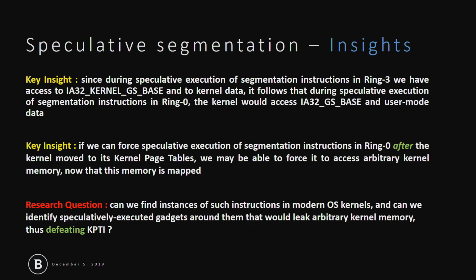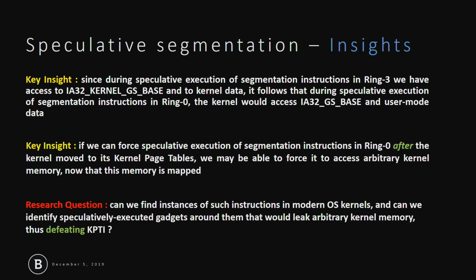Now, all these segmentation instructions executing speculatively gave us two key insights. The first one is, since during speculative execution of segmentation instructions in ring 3 we can access MSRs in kernel mode and kernel data, it follows that during speculative execution of segmentation instructions in kernel mode, we can force the kernel to access IA32 GS base and user mode data.